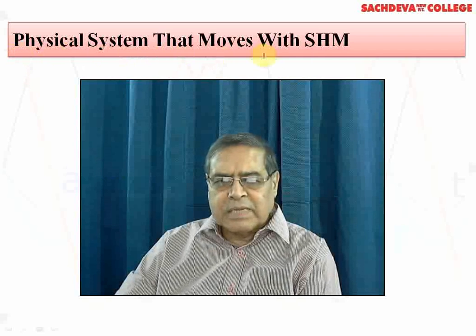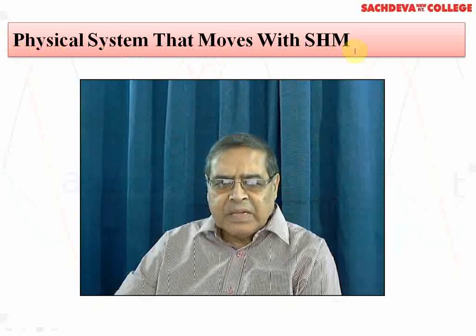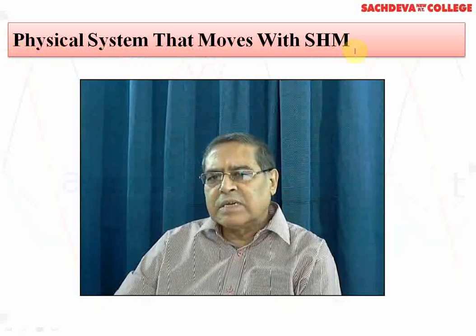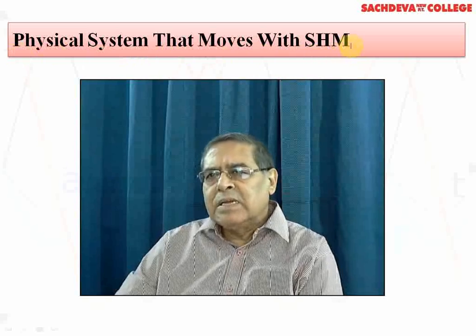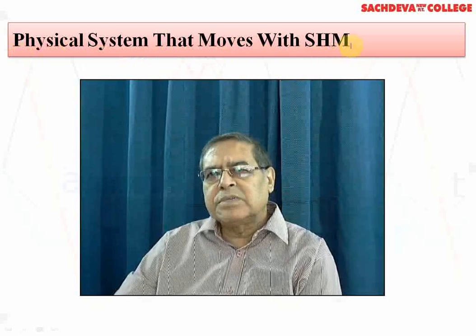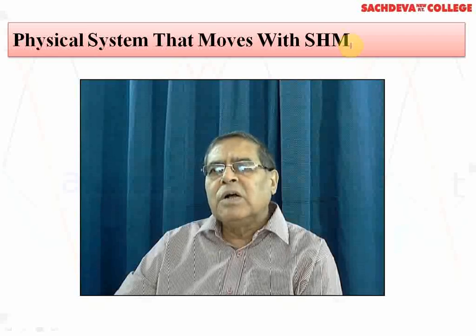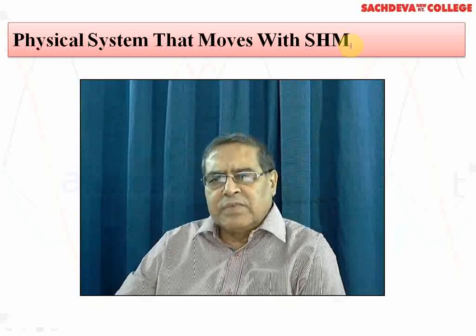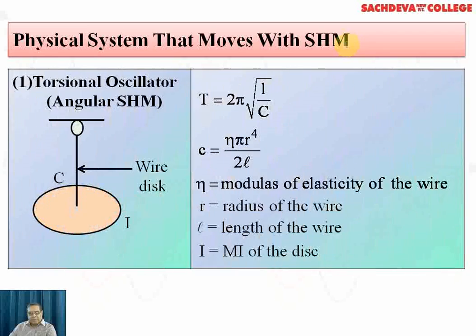Now, physical systems that move with SHM. There are different systems which are moving with SHM, that is, systems in which certain particles or various types of things are executing SHM. First is the torsional oscillator, and torsional means angular SHM. In this one, there is a wire and a disc, and the moment of inertia of the disc is I, and C is the couple.